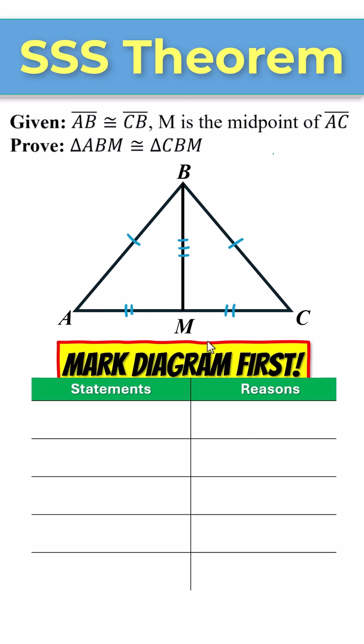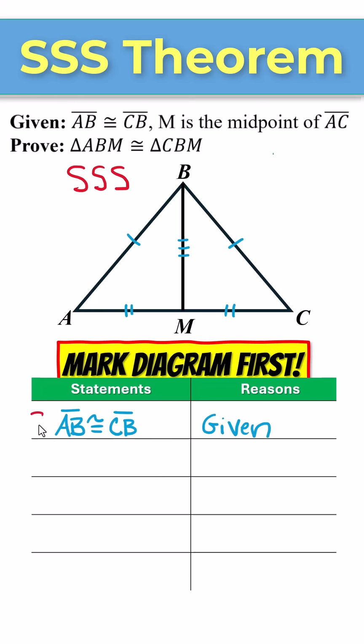Then once you have your diagram marked up, you can figure out which congruency theorem you're going to use. Remember, there will be 5. Today we just have 1. So it's going to be side-side-side. Let's start filling out our proof. The first statements you do are your given information. We can say that AB is congruent to CB, and the reason we can say that is because they gave it to us. So write the word given.